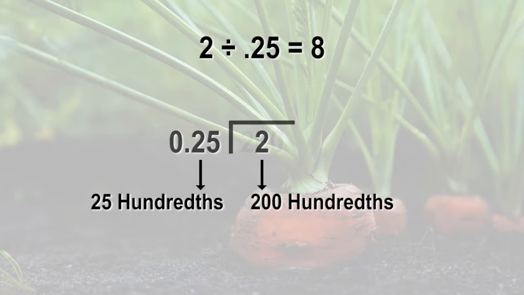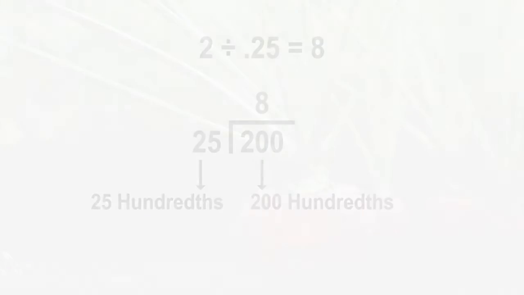This new problem now reads 200 hundredths divided by 25 hundredths. There is no longer a decimal to contend with. Now we can solve, and we will have an answer of 8 groups of 25 hundredths in 200 hundredths, or 2 wholes, meaning we can have 8 types of vegetables in our 2 gardens.